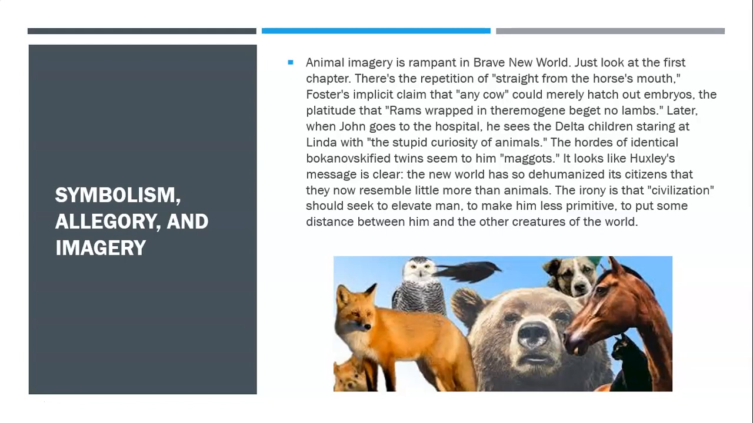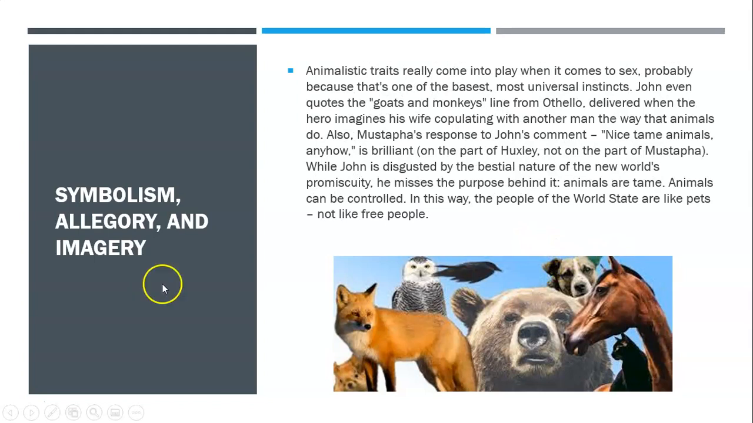And later, when John goes to the hospital, he sees Delta children staring at Linda with sort of the stupid curiosity of animals. Hordes of identical Bokanovskified twins look like maggots. So it looks like Huxley's message is clear. The New World has so dehumanized its citizens that they now resemble little more than animals. The irony is that civilization should seek to elevate man, to make him less primitive, and to put some distance between him and sort of the other creatures in the world. That's one of the most interesting ironies, I think, within the novel itself.